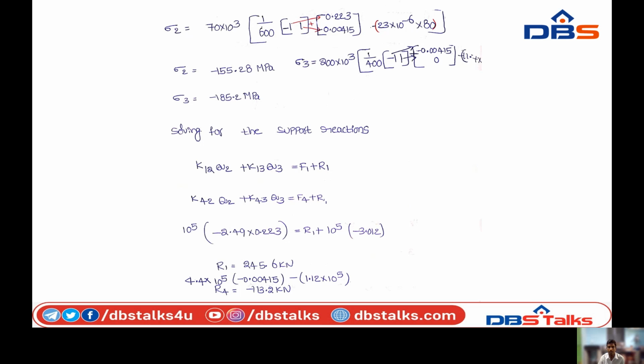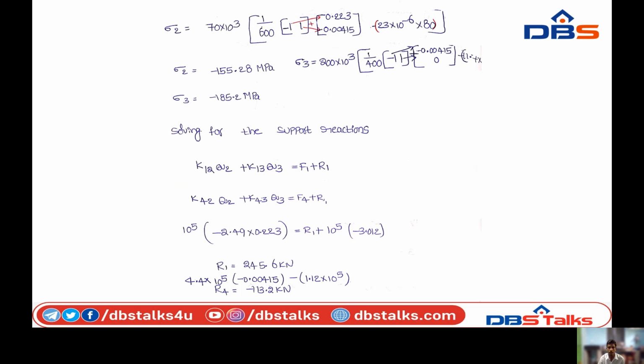In the second equation, F4 plus R4. Remember that here I am taking the force vector for the first node and the force vector for the fourth node. I am taking those two nodes because Q1, Q4 or F1, F4 are fixed nodes. So I'm calculating support reactions based on those vectors.